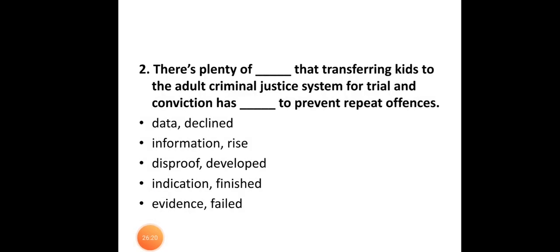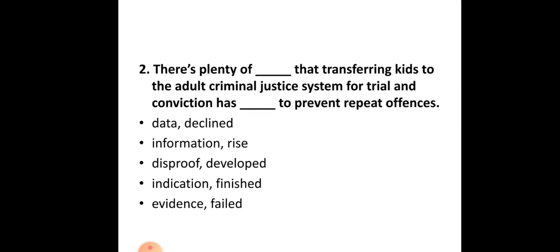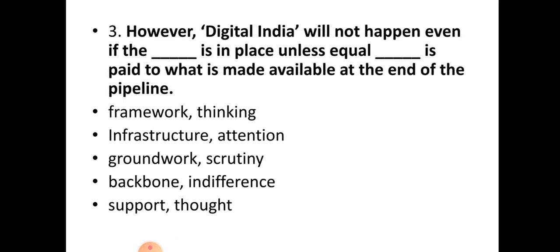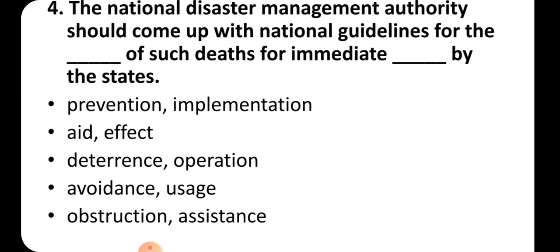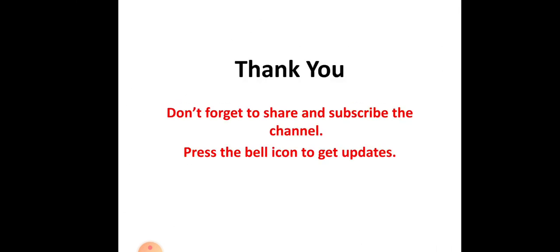And this is question number 2. There is plenty of blank that transferring kids to the adult criminal justice system for trial and conviction has blank to prevent repeat offenses. And now question number 3. However, Digital India will not happen even if the blank is in place unless equal blank is paid to what is made available at the end of the pipeline. And question number 4. The National Disaster Management Authority should come up with national guidelines for the blank of such deaths for immediate blank by the states. You got 5 options here. Okay, so try to answer these 4 questions.